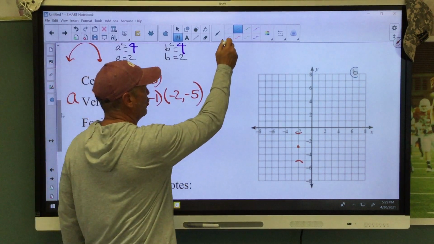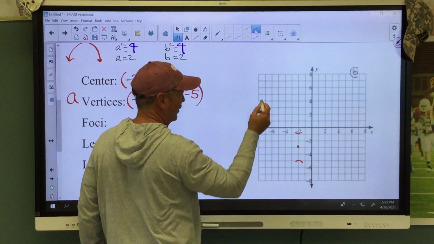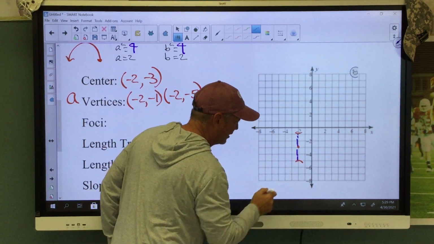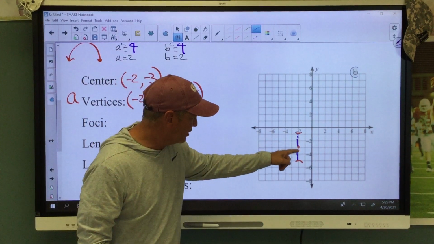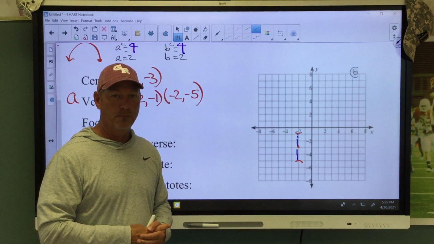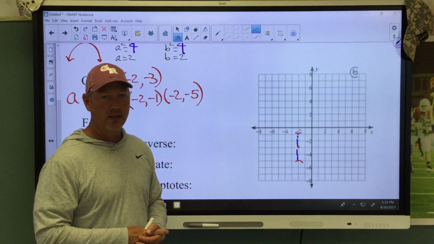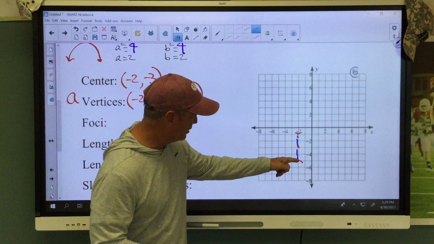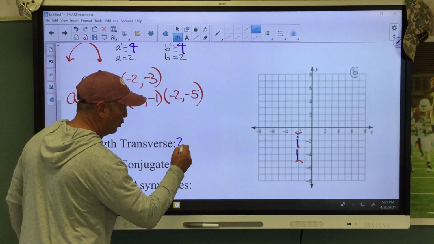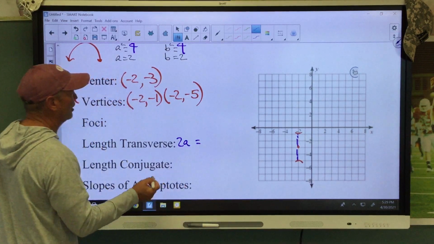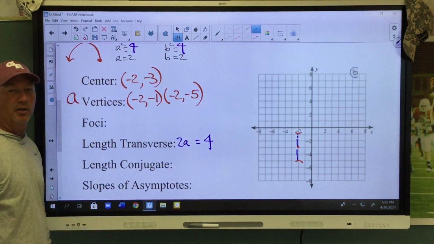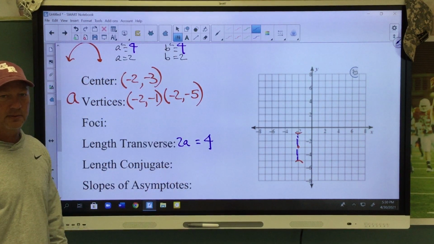Now, what you need to understand, you just found this. From this vertex to that vertex. From vertex to vertex is what we call the transverse axis. And they're going to ask you for the length. So how far is it from vertex to vertex? We're going to say that the length of the transverse axis is 2a. So in this case, 2 times 2 is going to equal 4. There is your length of your transverse axis.